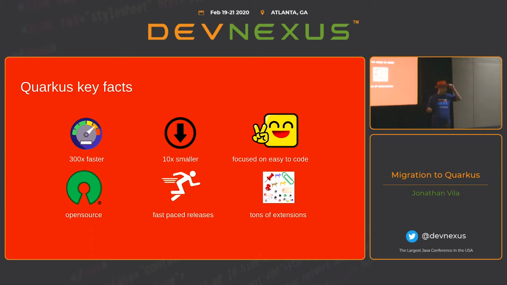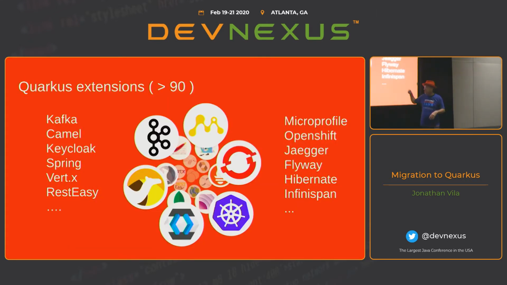This is for good and for bad. For good, you will have several improvements, issues solved, and you also will have new extensions. Now we will see what extensions are. And tons of extensions. How many extensions? Well, now there are more than 90. Those are open source libraries that probably you are familiar with.